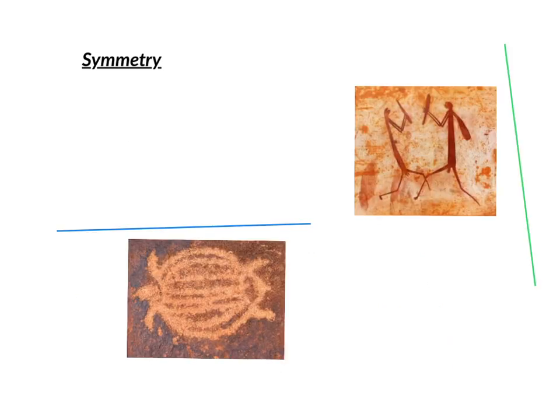We can find symmetry in the most fascinating places. If we have a look at these ancient Aboriginal rock paintings, we can see that there are lines of symmetry. If we grab our blue line right now and bring it down and lay it on top of our turtle, we can say that there is a line of symmetry. The top and the bottom halves look like a mirror image. There is a line of symmetry in this ancient Aboriginal rock art.